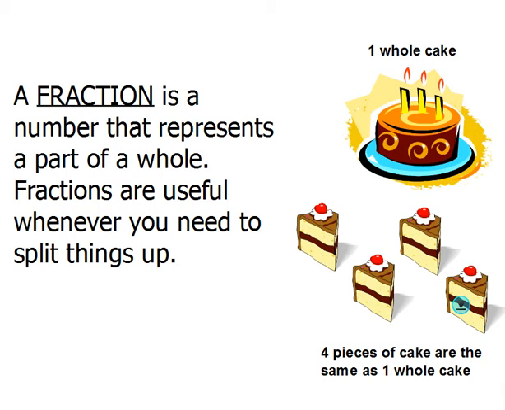Suppose you have one whole cake. You slice it up to create 4 equal pieces. Each slice represents a part or a fraction of a whole cake. So those 4 pieces are still the same as one whole cake.